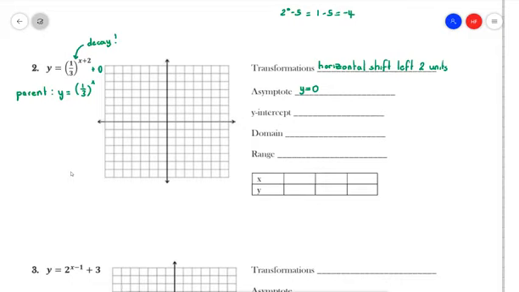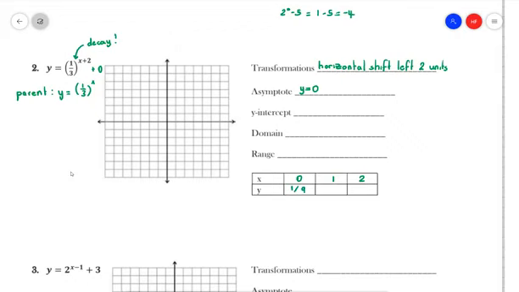Then we'll find the y-intercept, the domain, and the range by the table. So we'll start with 0, 1, and 2. If I plug in a 0, I have 1/3 to the power of 2. 1/3 squared is 1/9.